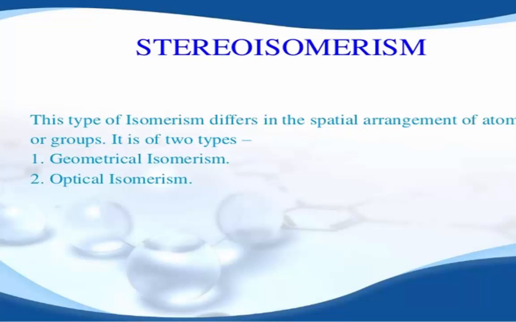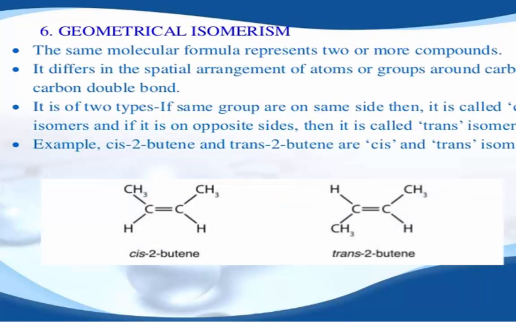Next, stereoisomerism, another point. First, go to the definition point. What is stereoisomerism or what are stereoisomers? The compounds having same molecular formula and same structural formula but differ in the spatial arrangement of atoms in the structure is known as stereoisomerism. Here we observe the spatial arrangement of atoms. In stereoisomerism, there are two types. One is geometrical isomerism and another one is optical isomerism.